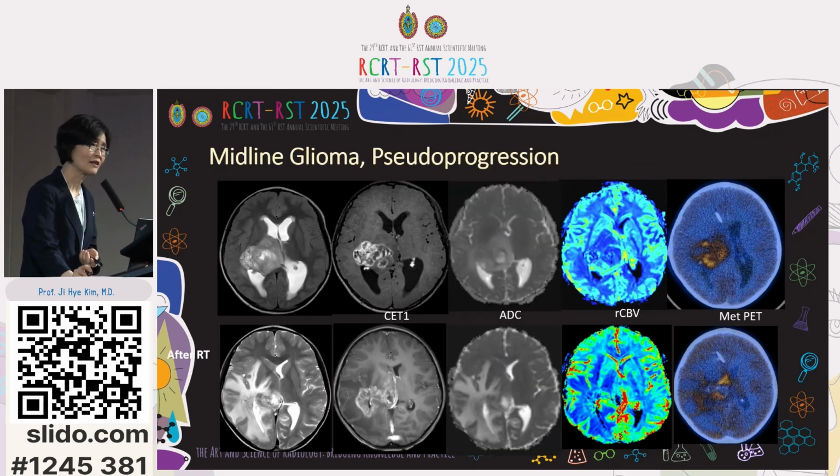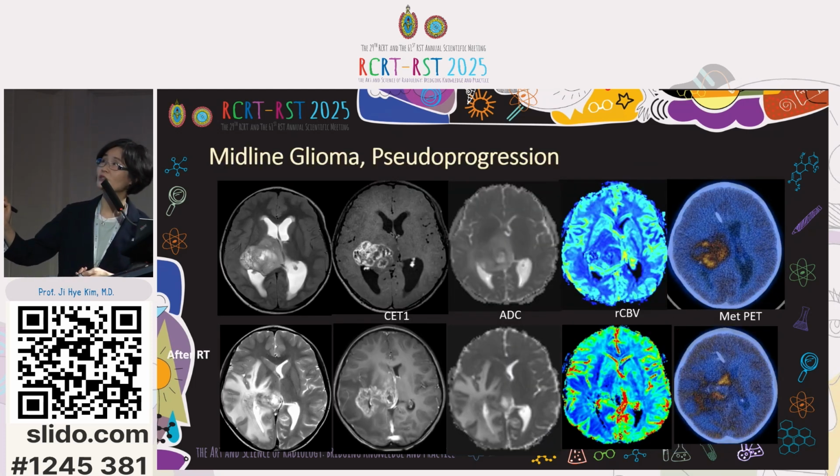How about midline glioma again? Tumor with the T2 hyperintensity, enhancement, slightly increased ADC values. But in this case there is no increase in perfusion, but the methionine uptake is seen in this PET. After irradiation, there is extensive T2 hyperintensity here with increased enhancement, of course, increased ADC values, and there is decreased perfusion and decreased methionine uptake, so it is compatible with the RT effect and not the tumor progression.